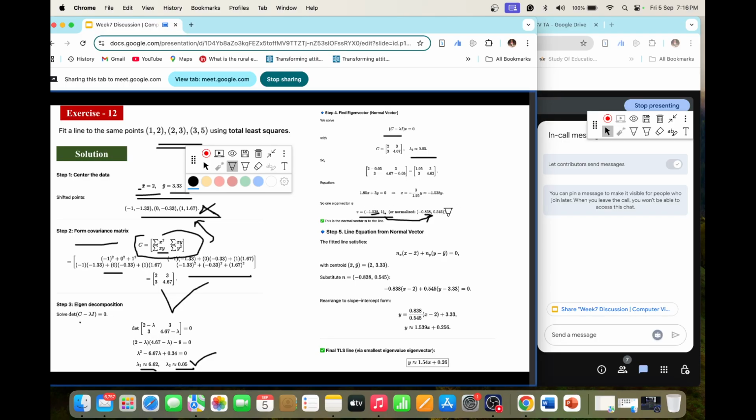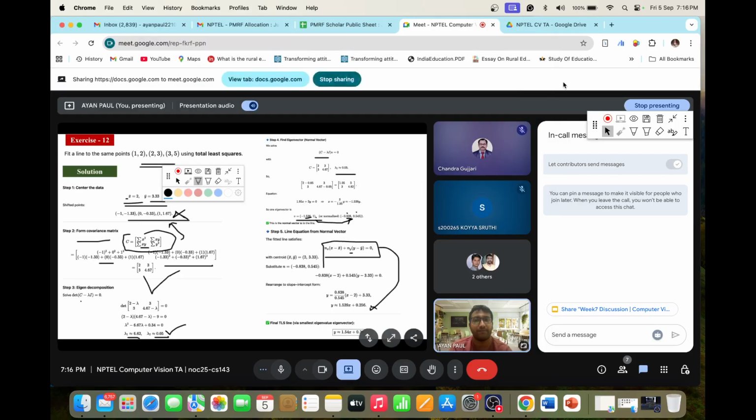Once you have the normalized eigenvector, this is the equation of the line, where nx is the normalized x component of the eigenvector and ny is the normalized y component. With nx, ny, x bar and y bar, we can easily get the equation of the line, which comes to 1.54 plus 0.26. That is how you solve the problem by total least squares.